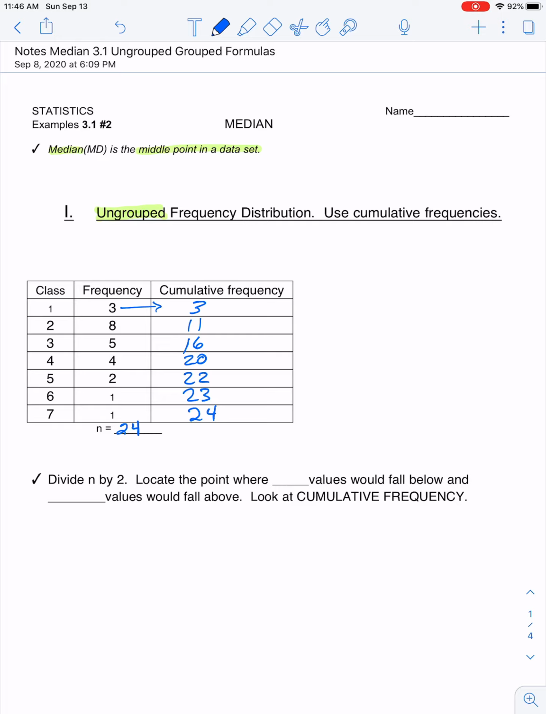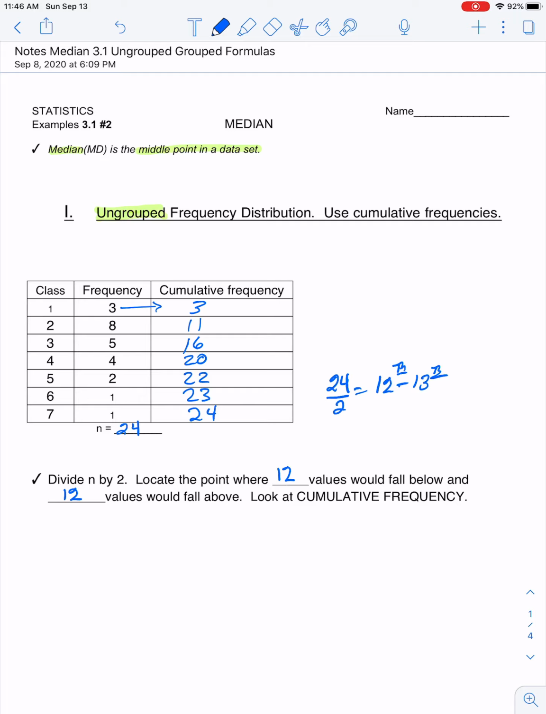If we take 24, divide by 2, we're thinking that our median should be between the 12th and, since it's an even number, the 12th and the 13th value. We're trying to find that happy place where 12 values would fall below and 12 values would fall above that halfway point.